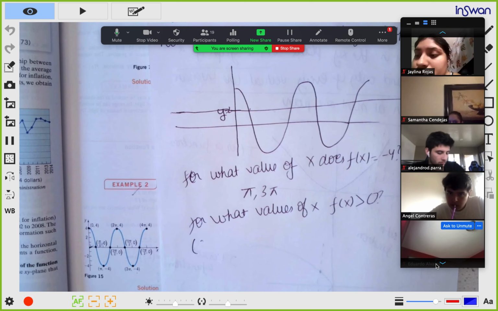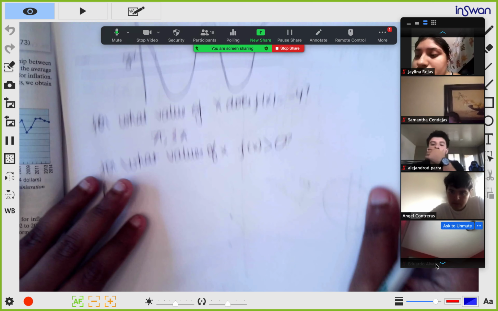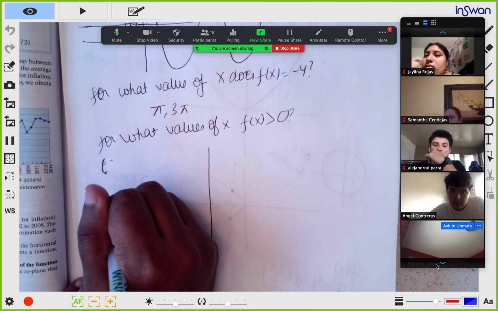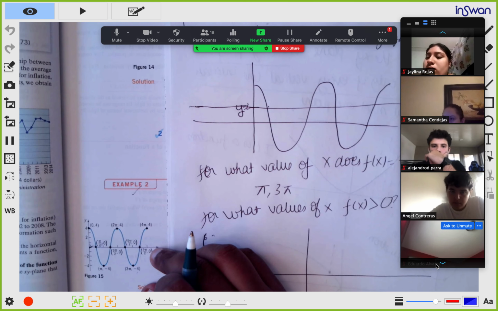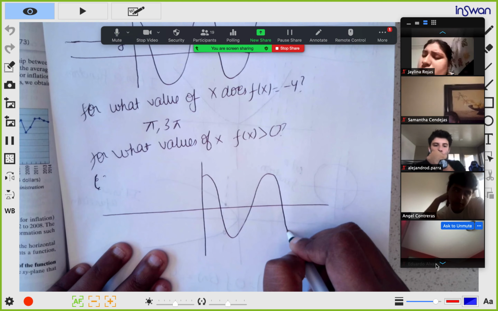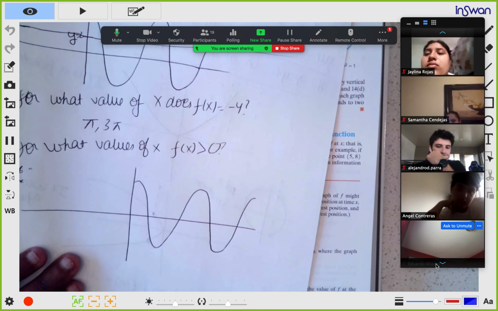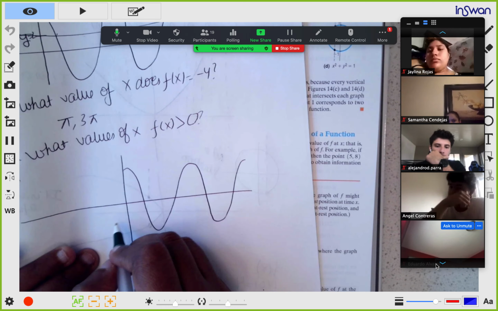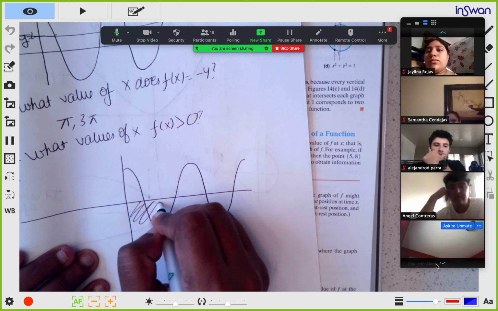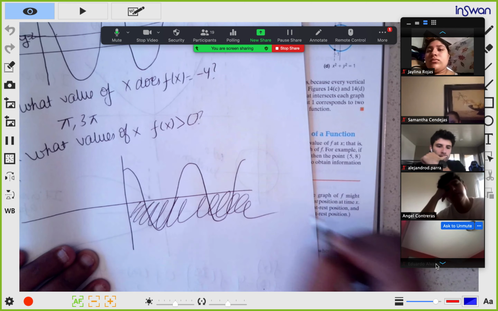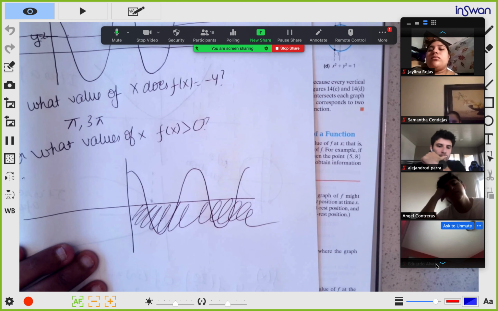Okay, let me explain this. When they are asking you greater than 0, they are not just talking about the points which are marked. There are many other points which are greater than 0 also. So your graph looked like this. I know my y values underneath all these are negative, so I don't want these. I want the y values which are positive, so all these on the top.